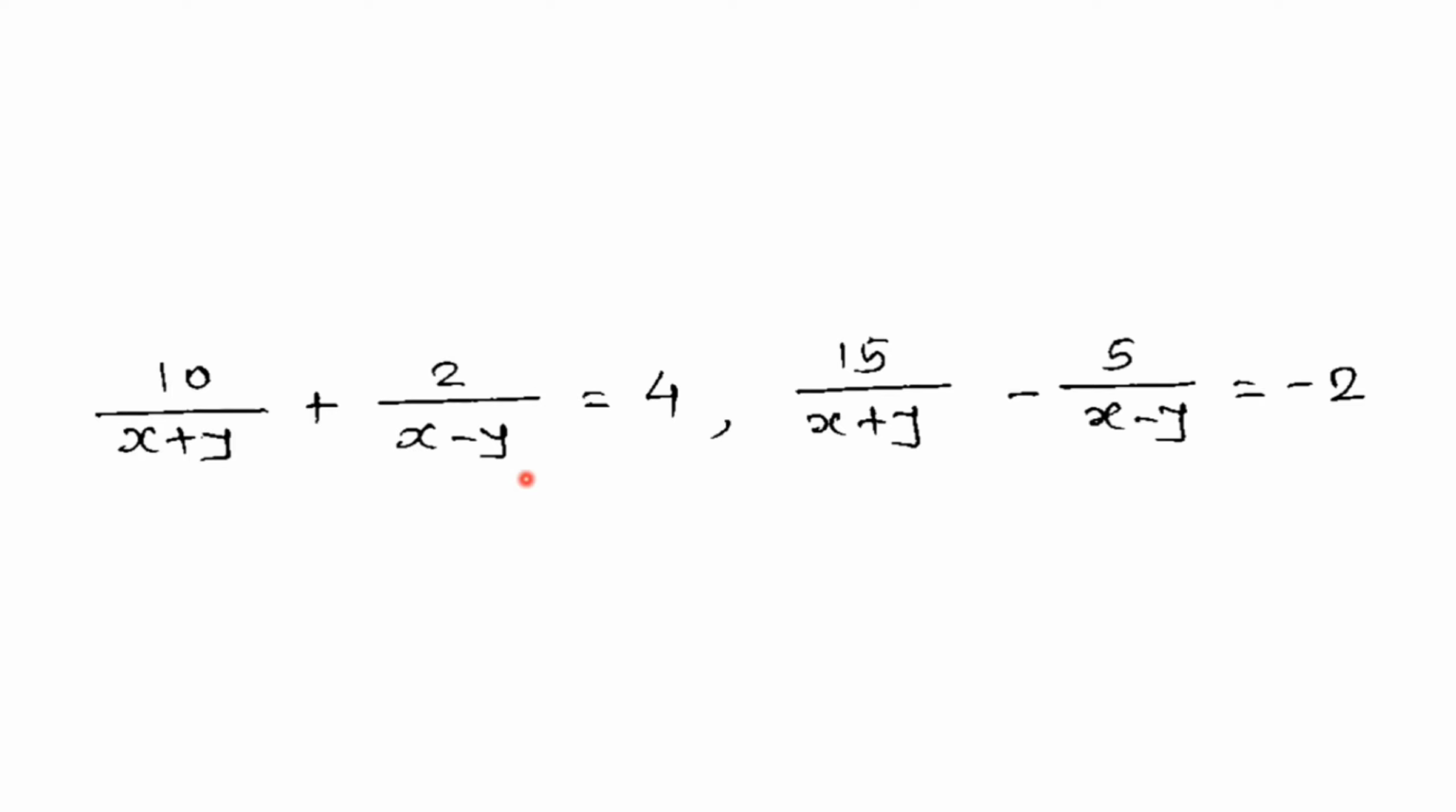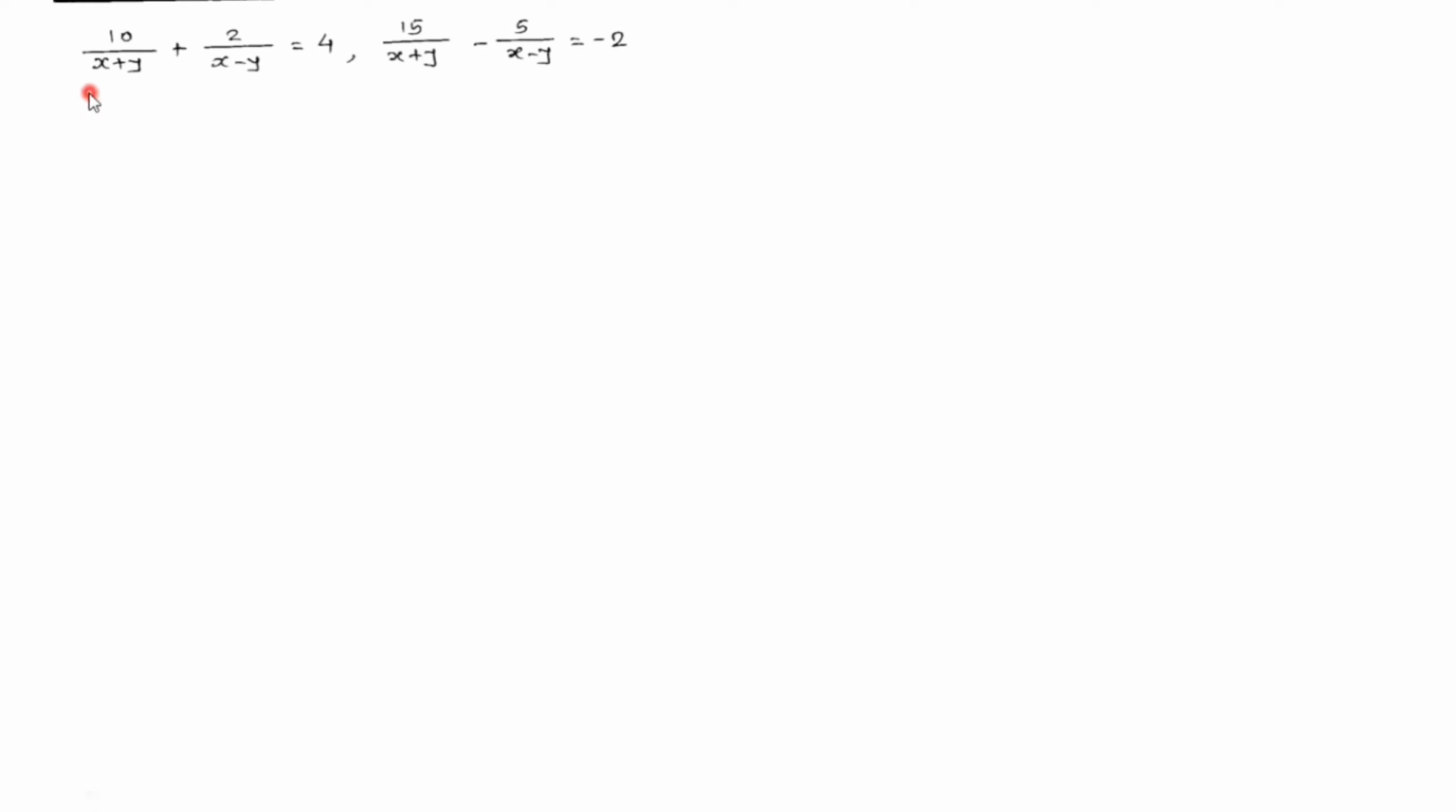So let us learn how to find the solution of these types of equations. So first of all, we write the given simultaneous equations. This 10 divided by x plus y plus 2 by x minus y is equal to 4, and 15 divided by x plus y minus 5 divided by x minus y is equal to minus 2. That is the second equation. Now we'll call these two equations as equation number 1 and equation number 2. Now we have to convert these two equations in simultaneous linear equations.